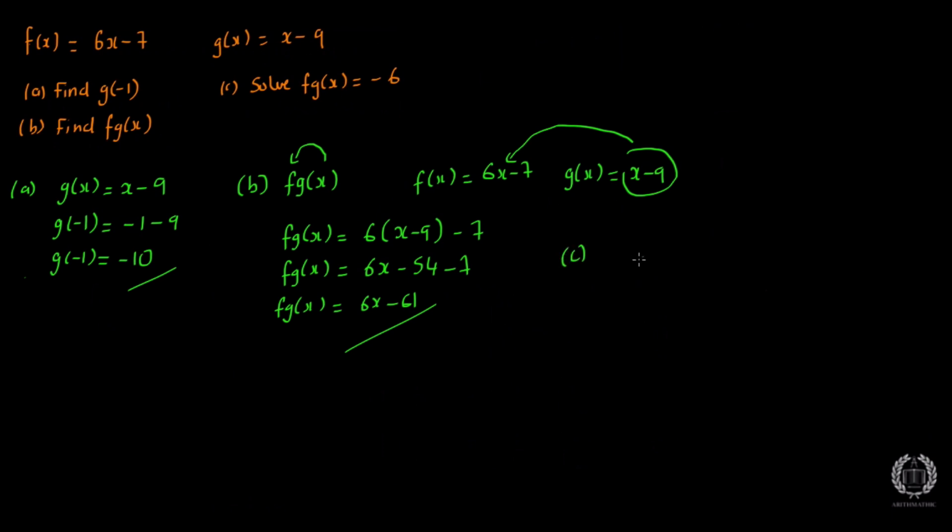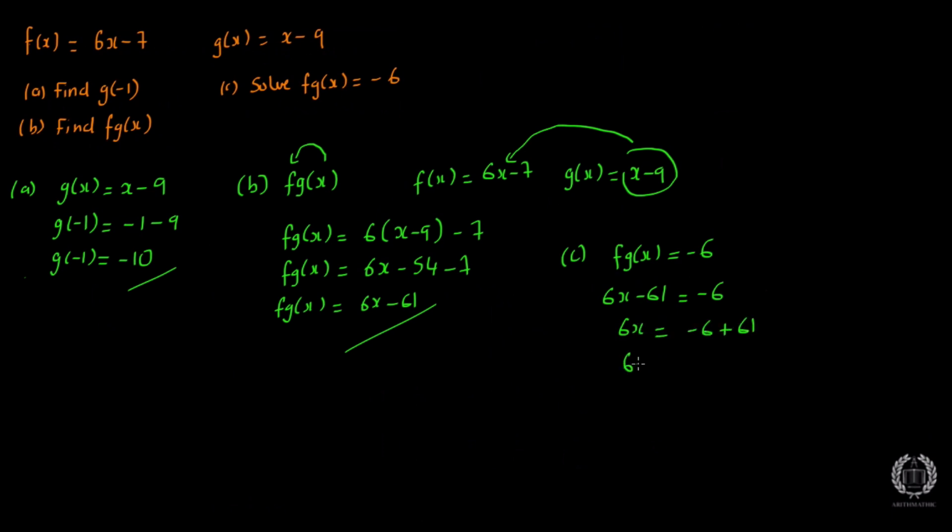Now if we get to C, we want to solve fg of x equals minus 6. But remember, we found our fg of x from the second question, so that's just going to be 6x minus 61. We just put that in, and then we equate that to minus 6. Now all we've got to do is find x, so minus 6 plus 61.